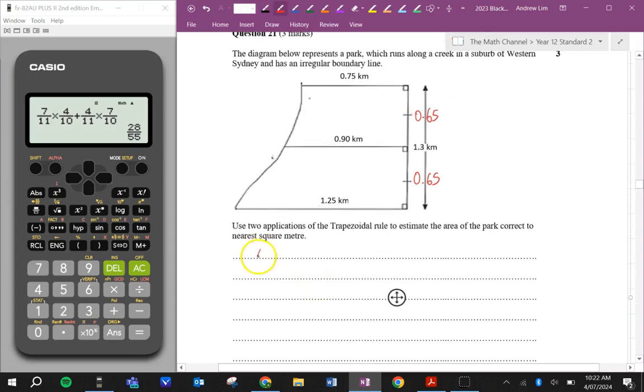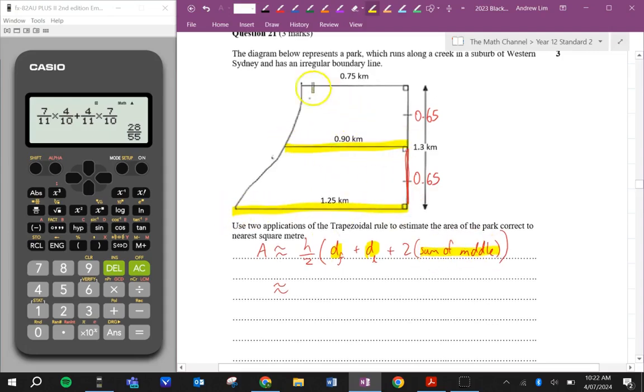And so if I'm going to use the trapezoidal rule, I like to use h over 2, the distance of the first plus the distance of the last plus twice the sum of the middle. Okay, so this is the formula that I like to use. So the height is 0.65 because all of these are the parallel lines, which are these ones. These are parallel, so these are the heights. So 0.65 is the height of each trapezium. So 0.65 over 2.